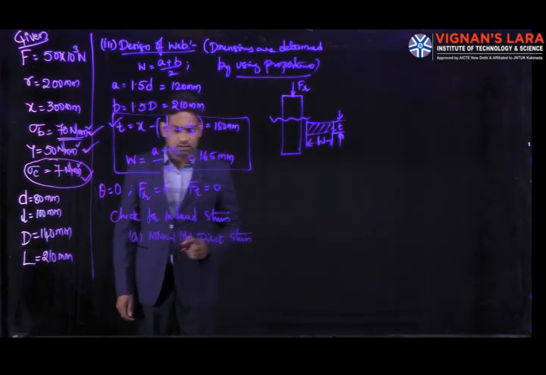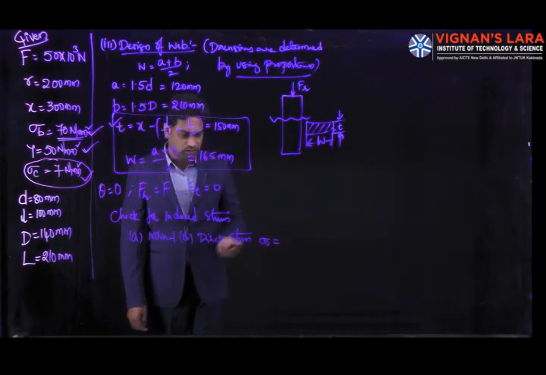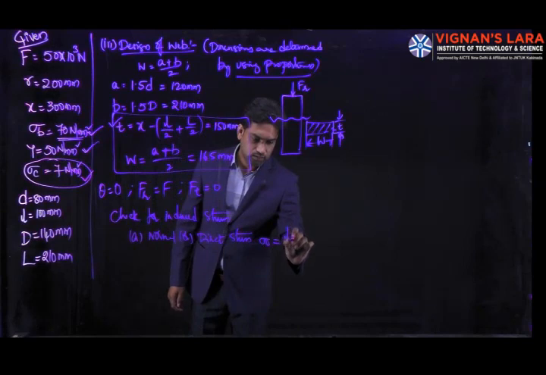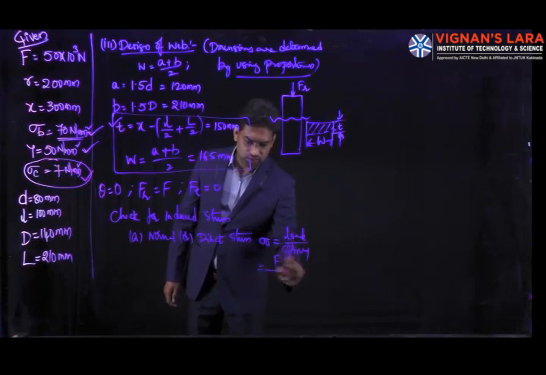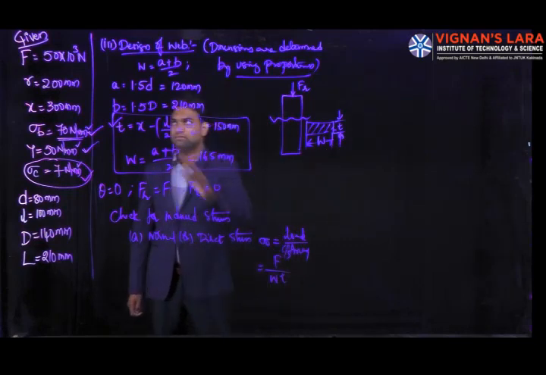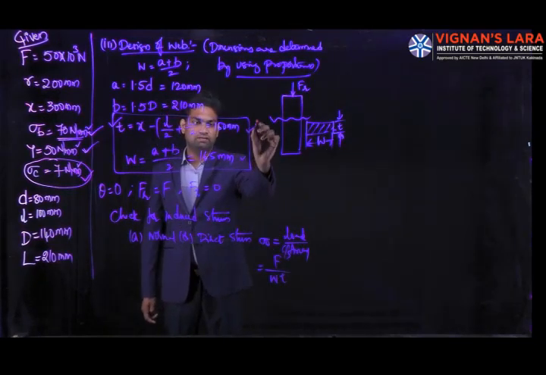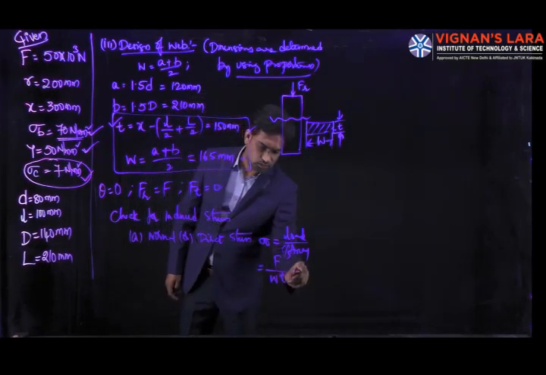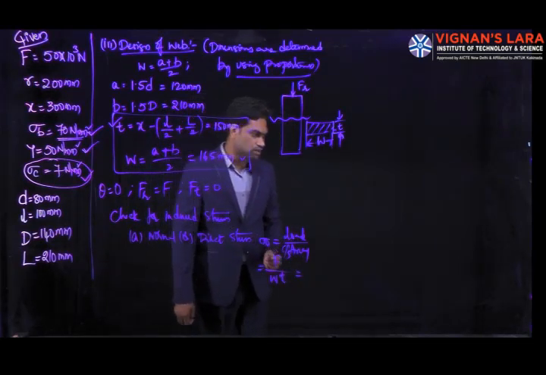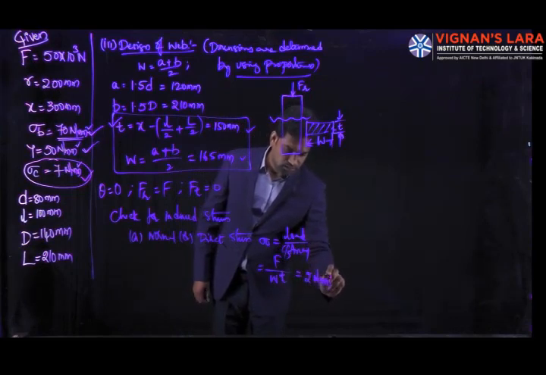direct stress, denoted by sigma naught. Here the direct or actual stress means load by area, or cross-sectional area. The load is F, and the cross section is a rectangular one, that is W into T. We know the value of F is 50 kilonewtons, and W and T are 165 and 150. Substituting both values, the normal stress I get is only 2 Newton per mm square. That is the direct stress induced in the web.